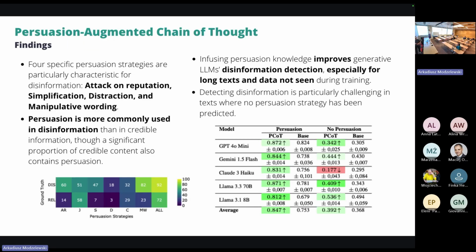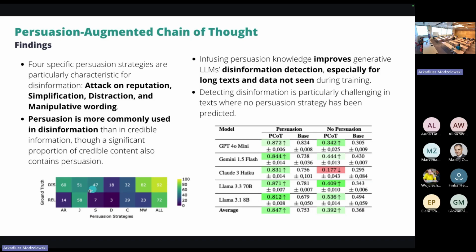There are also different interesting findings which we have thanks to these experiments. One of them may be that there are 4 specific persuasion strategies that have a more discriminative power in terms of disinformation detection, and these are attack on reputation, simplification, distraction, and manipulative wording. We see that persuasion is used especially in disinformation, but not only. It was detected also in reliable content.